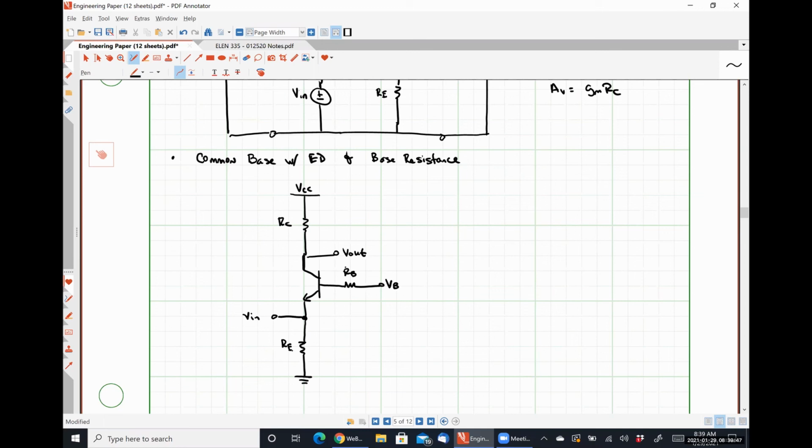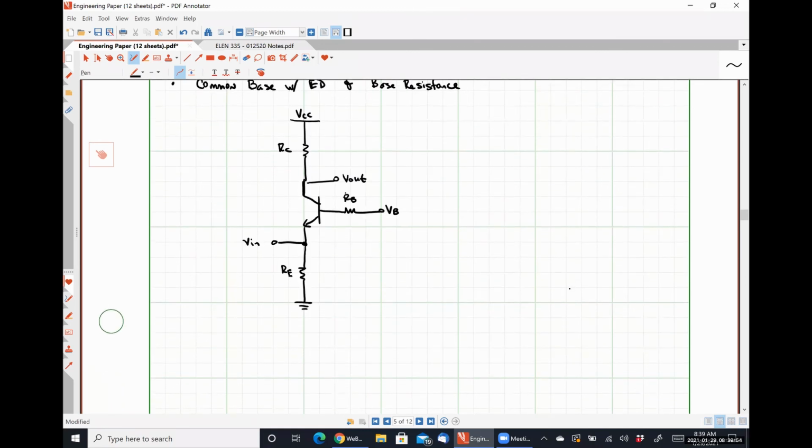So we're going to be doing the small signal model for a couple of these. So just to make sure here, let's see. Amplifier parameters.